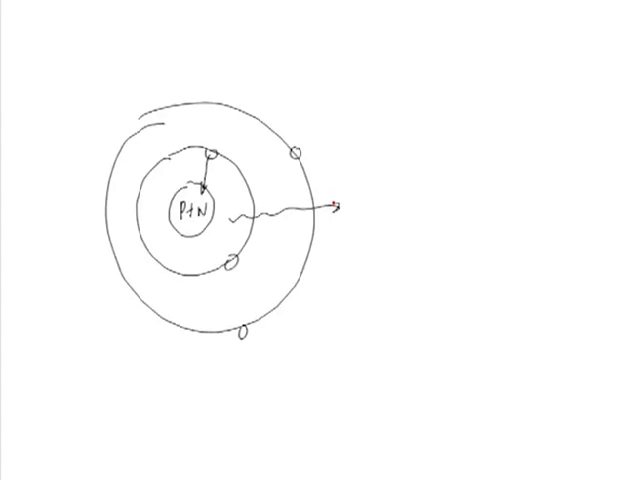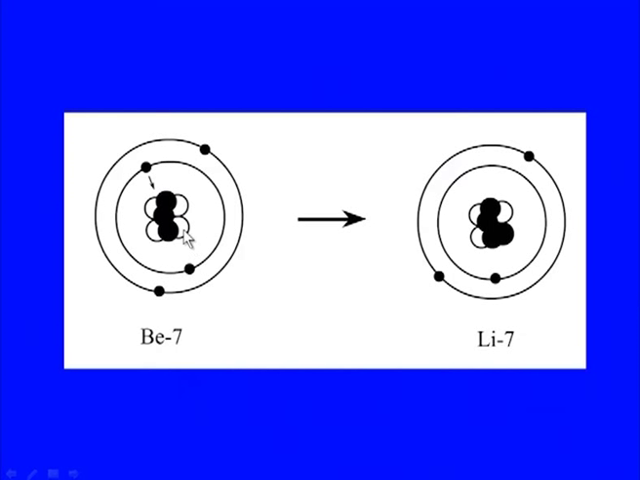So, this is another way of decay here. Let us see this in here also. Now, here beryllium 7, this is one example I showed you.